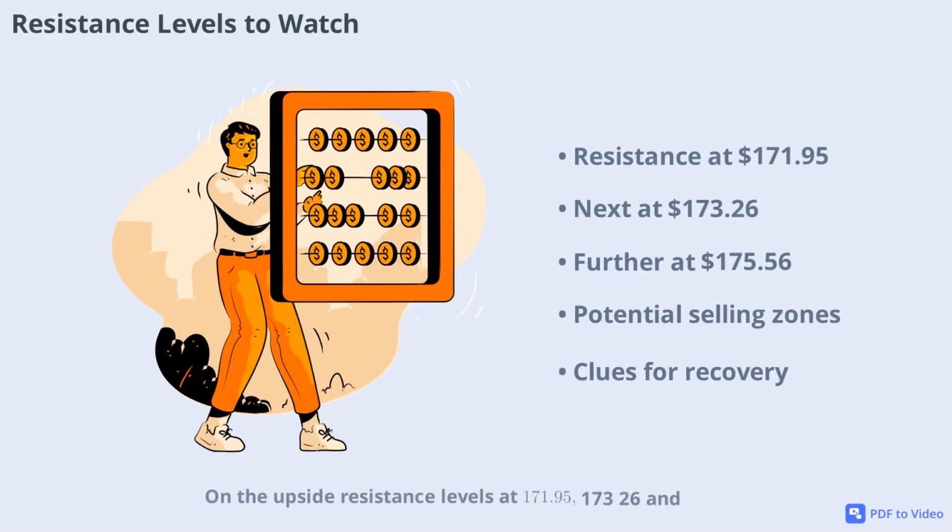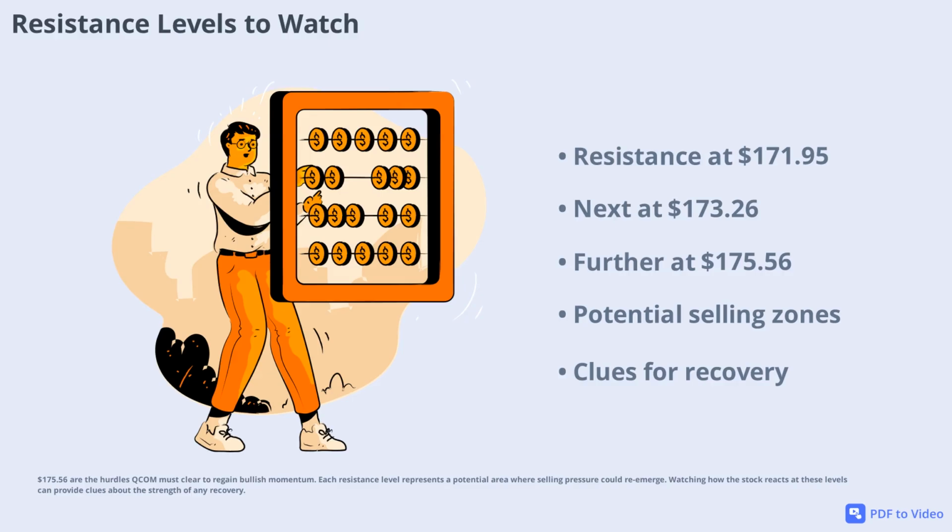On the upside, resistance levels at $171.95, $173.26, and $175.56 are the hurdles QCOM must clear to regain bullish momentum. Each resistance level represents a potential area where selling pressure could reemerge. Watching how the stock reacts at these levels can provide clues about the strength of any recovery.